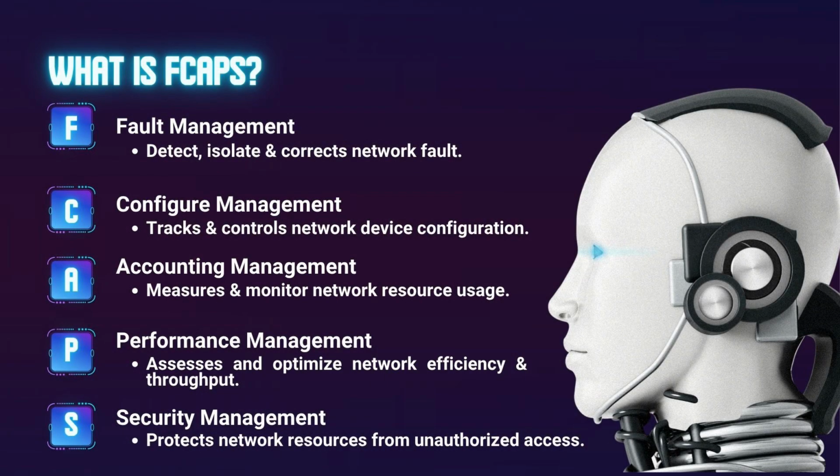In this project, we applied the FCAPS model, which includes the 5 core functions of network management. The first one is fault management, to detect, isolate, and correct network faults, such as device failure or loss of connectivity. Configuration management, to track and manage changes to network device settings and configurations. Accounting management, to measure and monitor how network resources are used. Performance management, to monitor and optimize the efficiency and throughput of the network. Security management, to protect network resources from unauthorized access.